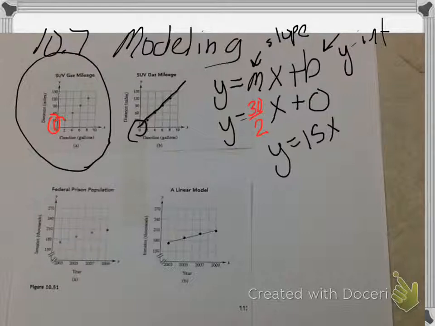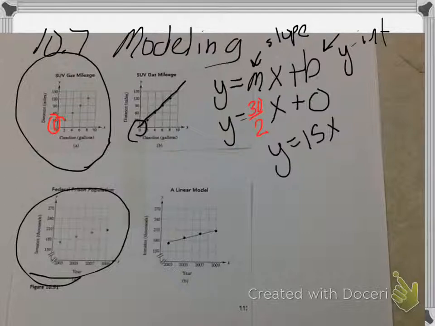If you look down here, what they were trying to show you is that this is a federal prison population, and it doesn't stay consistent, where gas mileage would stay consistent all the time, and the rate would always be the same. If you're getting 15 miles per gallon, you're getting 15 miles per gallon. As well, I guess you wouldn't if you were driving in town or freeway, but they're going to say the gas mileage is about 15 miles per gallon. But here on the federal prison, it's going to kind of go up and down.